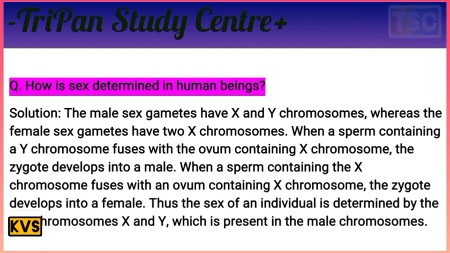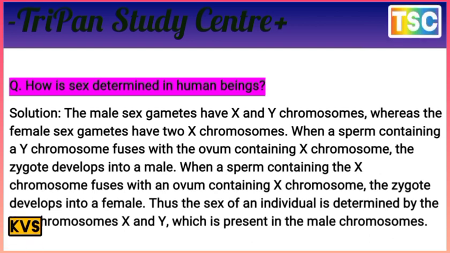That's important here. The female gamete has two X chromosomes. When a sperm containing a Y chromosome fuses with the ovum containing the X chromosome from the mother, the zygote develops into a male. And when a sperm containing the X chromosome fuses with the ovum containing an X chromosome, the zygote develops into a female. That's important here.